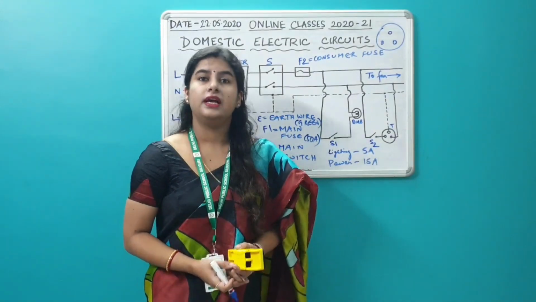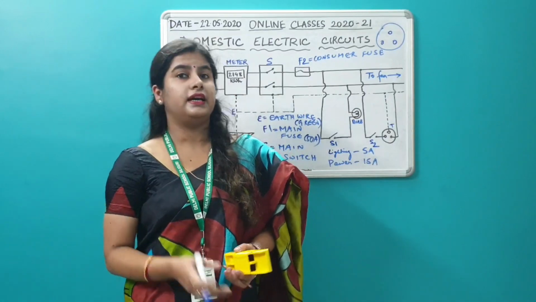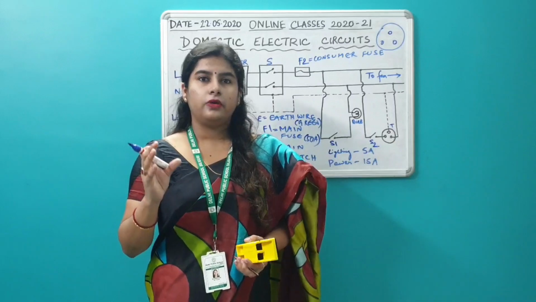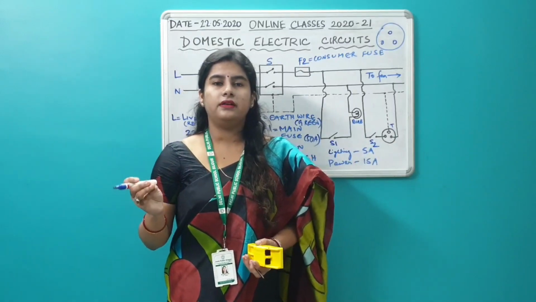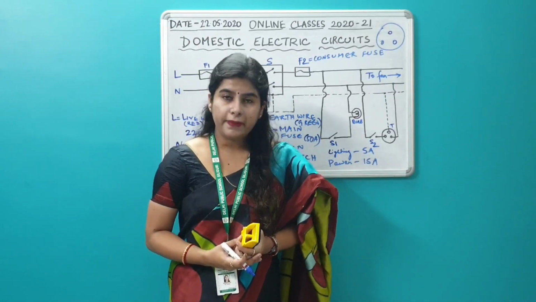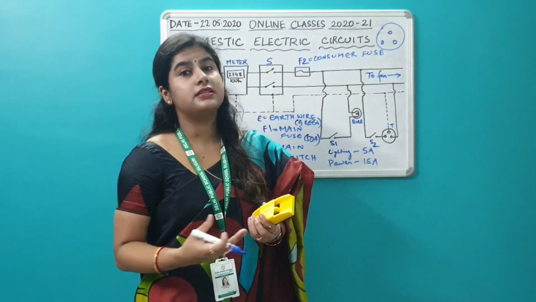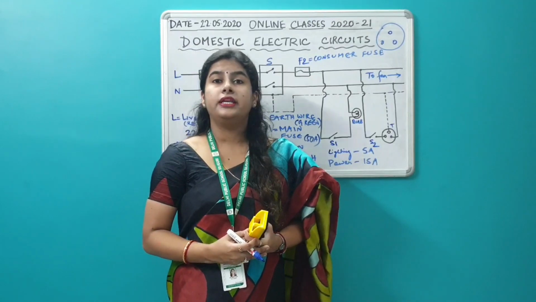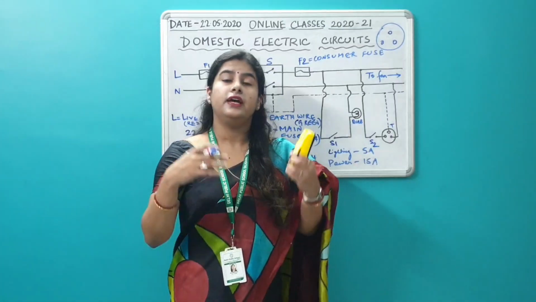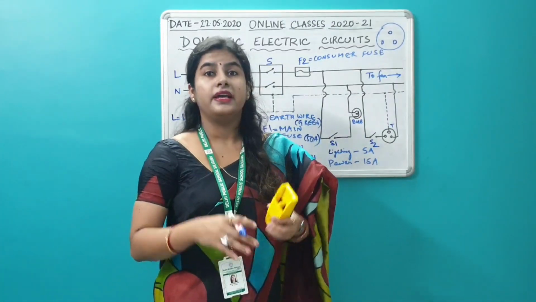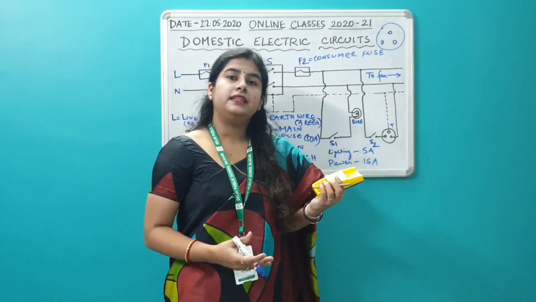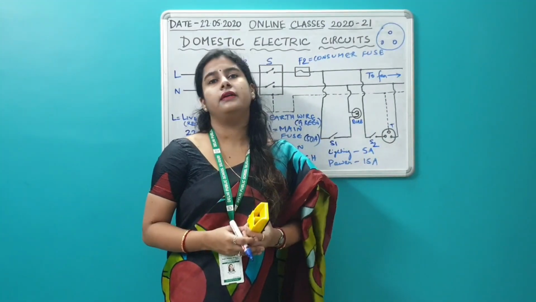Now what is a fuse? A fuse is basically a very thin copper wire which is tin plated, and it has a low melting point. It will melt and break the circuit when a huge amount of current tries to flow through the circuit. So it is going to protect the circuit from catching fire, short circuiting, all those things. Basically the purpose of the fuse is to break the circuit.